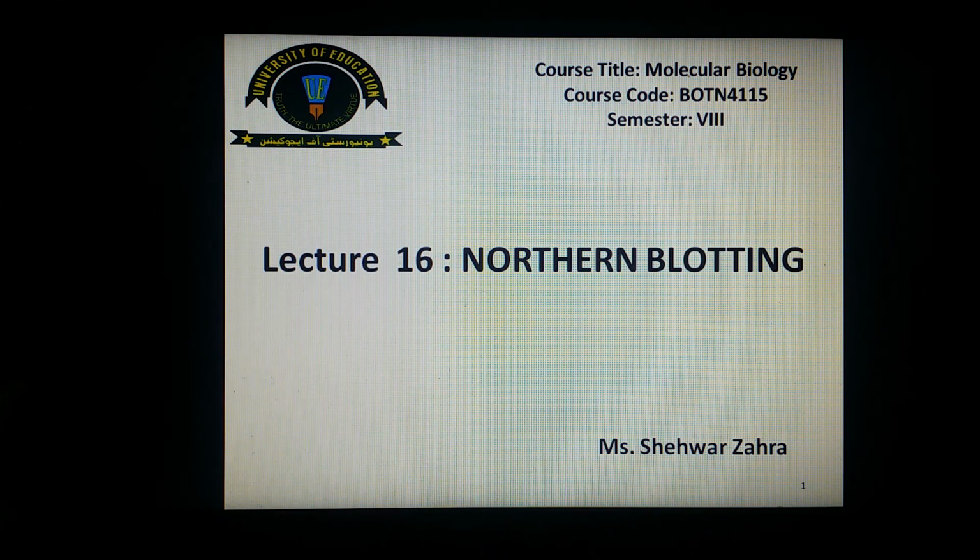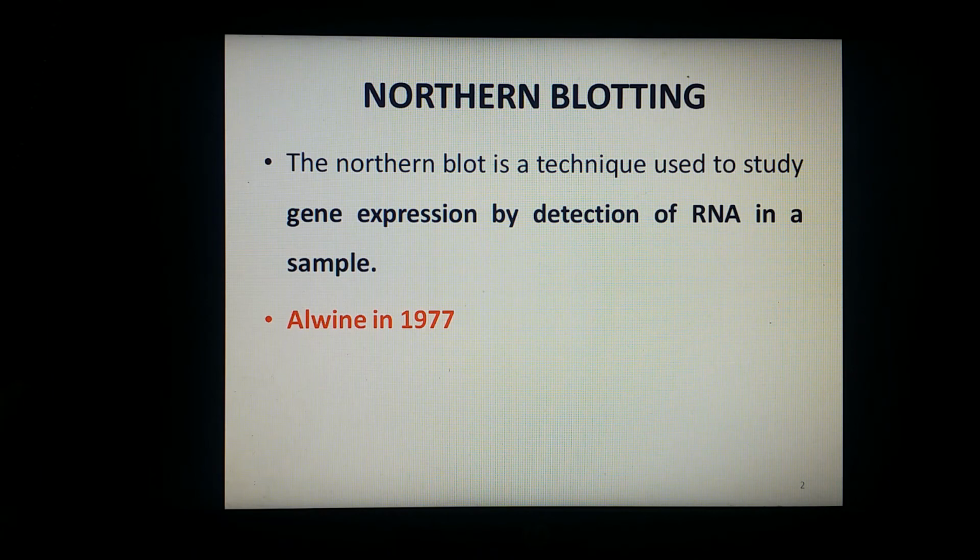Today our topic of discussion is northern blotting. So what is northern blotting? Northern blotting is basically a technique that is used to study gene expression by detection of RNA in a sample, or you can define it as a method that is used to detect specific RNA molecules among a mixture of RNA, and it is also used to analyze a sample to measure the RNA expression of particular genes.